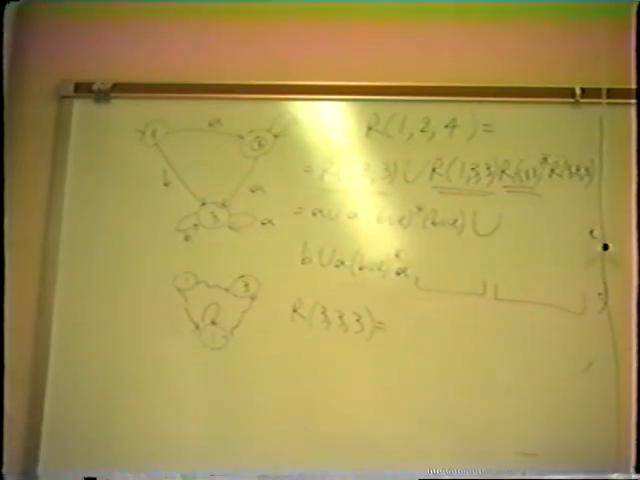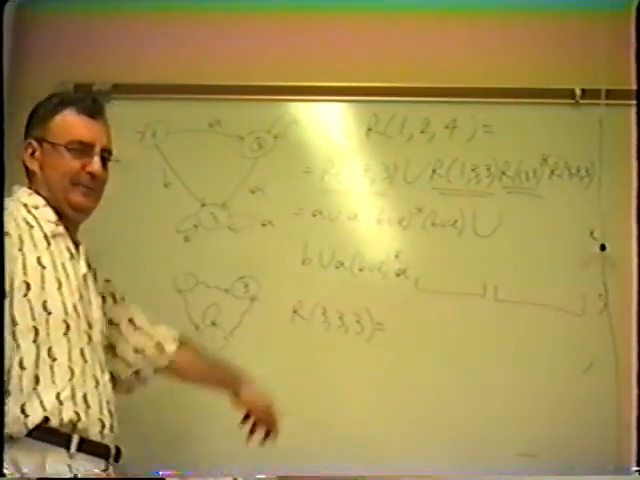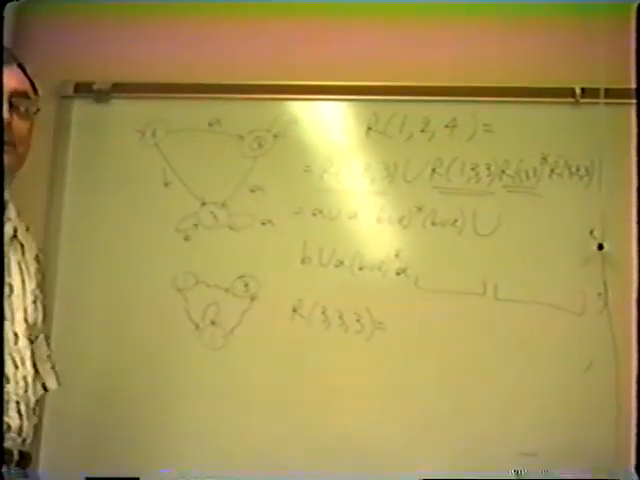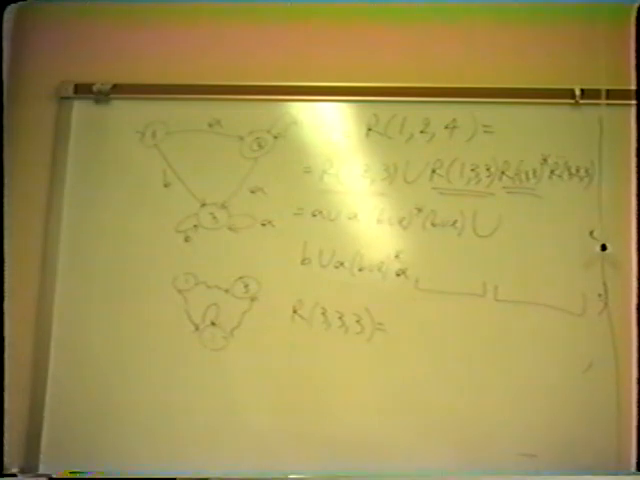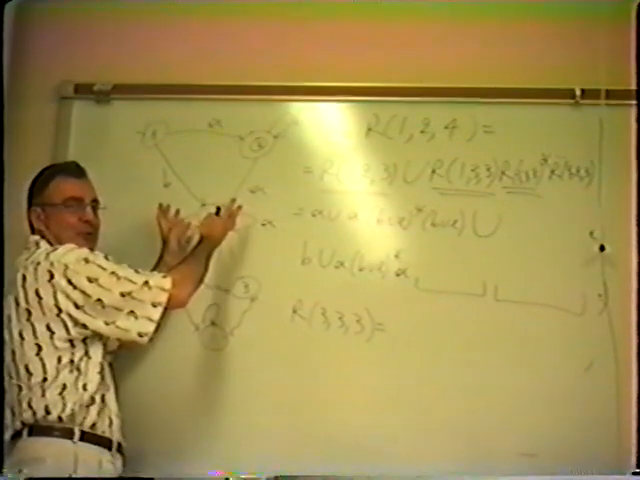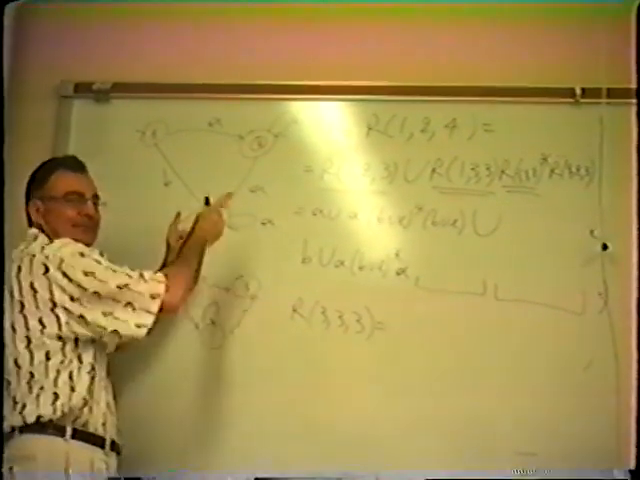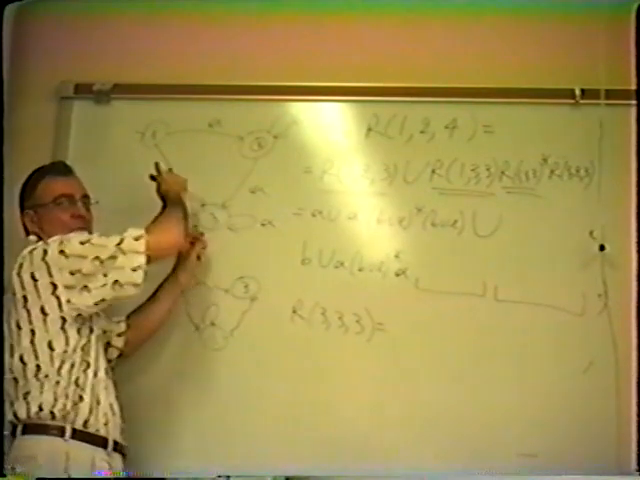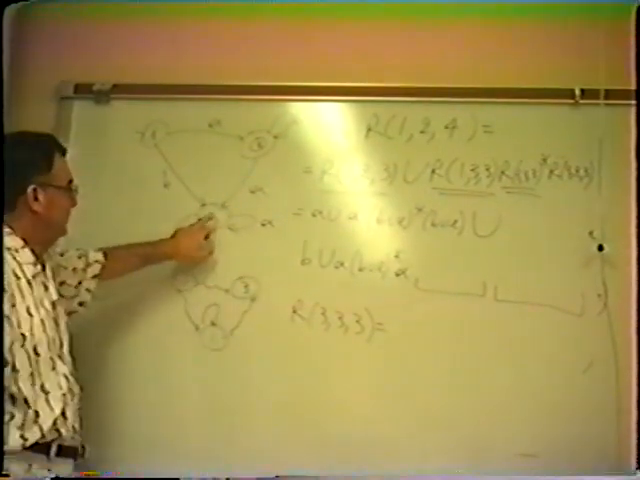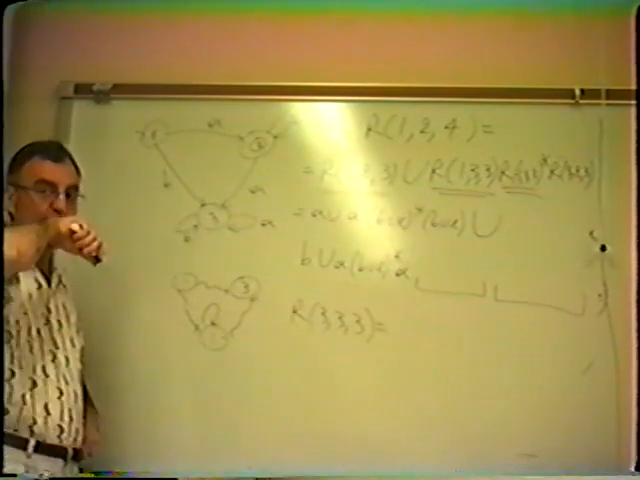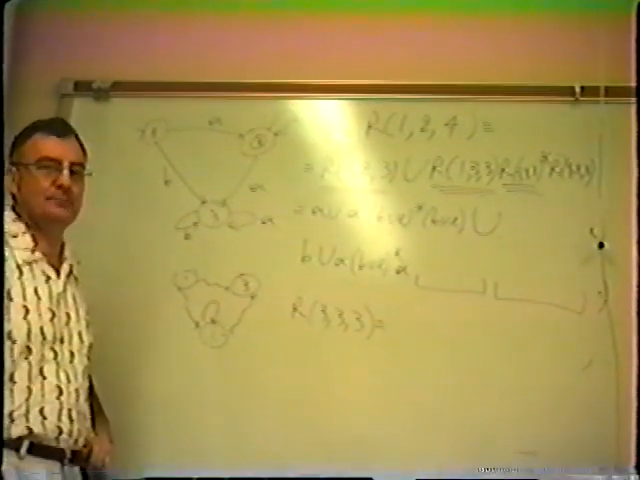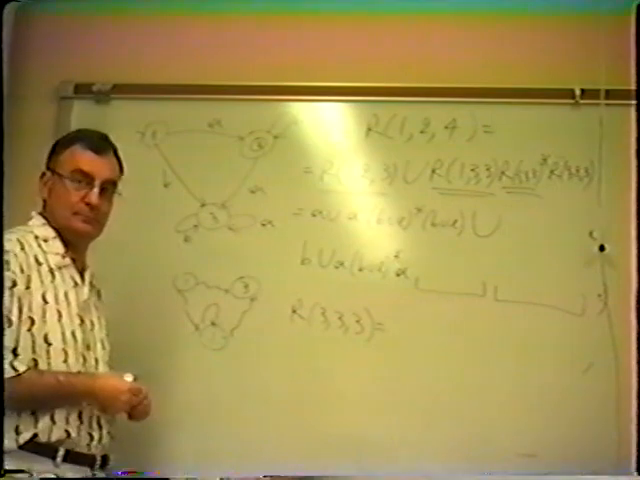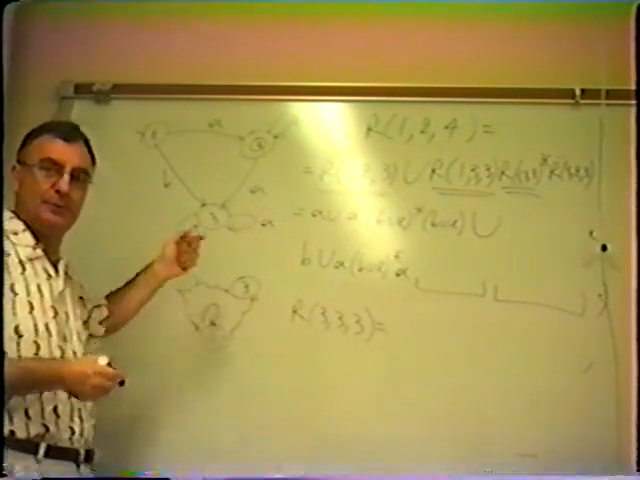Instead of using the formula, I'll do it as a human here, trying to save time. What is R 3,3,3? Well, I cannot cross 3, but I could cross 2 or 1. But to go from 3 to 3, there is no way, because there are no outgoing arcs, no way to get back to 3 by crossing 2 or 1. So what is R 3,3,3? A or B? Only A will do it, or B will do it.